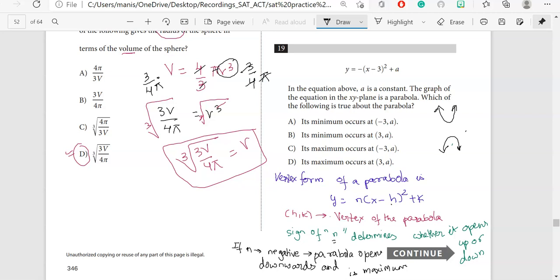So in this case, if you look over here at this point, what is n? n is negative over here. This means negative 1. So first of all, it is telling you that it is opening downwards and it is maximum. So this choice is the wrong answer, this choice is the wrong answer.